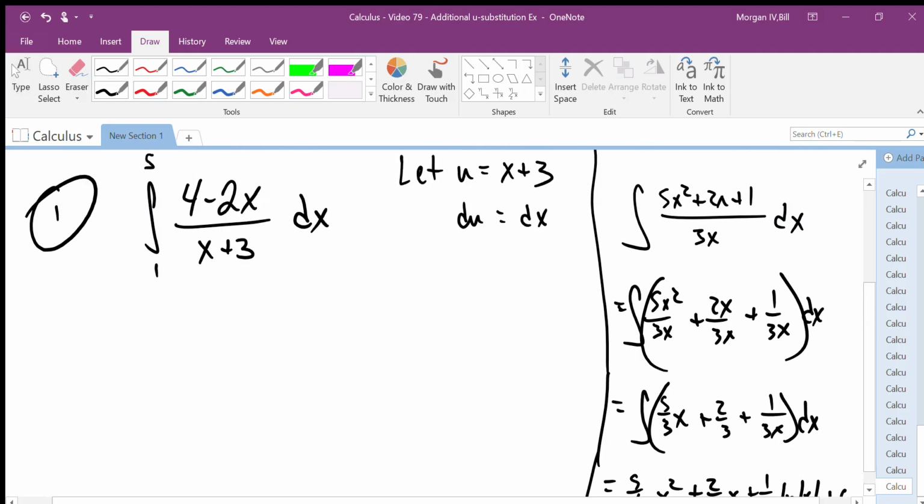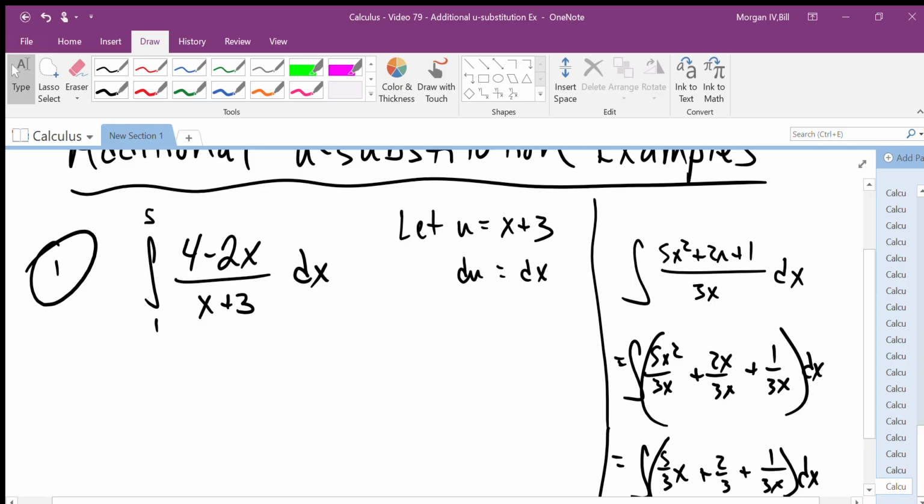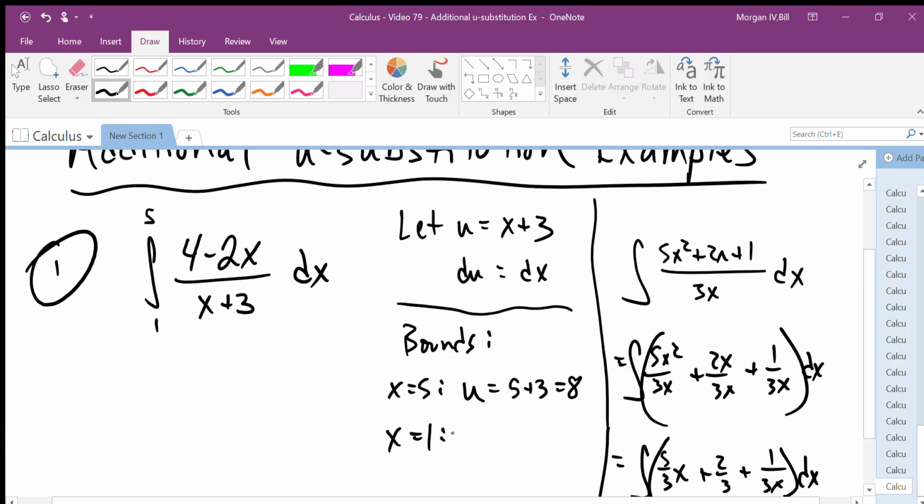So when you see a problem over here like (4 minus 2x) over (x plus 3), the reason we like to let u equal the x plus 3 is if we replace x plus 3 with u, we now have a monomial in the denominator, and we can then often take whatever's in the numerator and divide it by that monomial denominator. Okay, let's try that. I do like to change my bounds. So bounds here, I had x equals 5. When I have u equal x plus 3, that would be u equals 5 plus 3, or 8. So x equals 5 went to u equals 8. And x equals 1, u is equal to 1 plus 3 is 4. So x equals 1 goes to u equals 4.